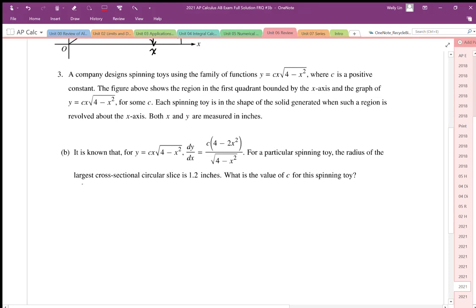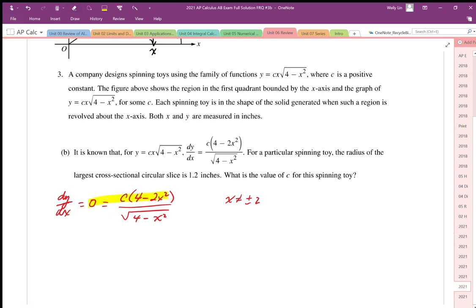So then I have my y prime, so I know that dy by dx is equal to 0 where I'm looking for, and my equation is going to be c(4 minus 2x squared) over the square root of 4 minus x squared. Now I do have to solve this as an equation for x, and that will give me the positioning. But I don't need to worry about this denominator, other than I should make sure I state that there are restrictions. x cannot equal plus or minus 2. And once I've established a restriction, I can just get rid of the denominator and solve.